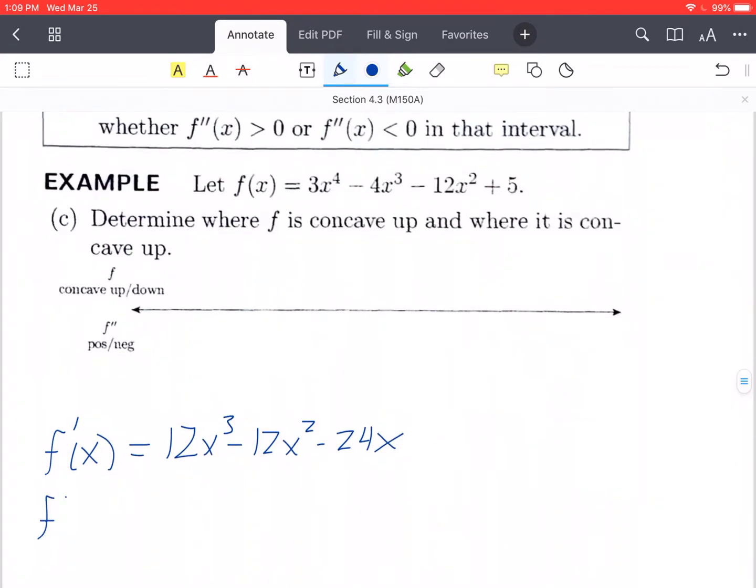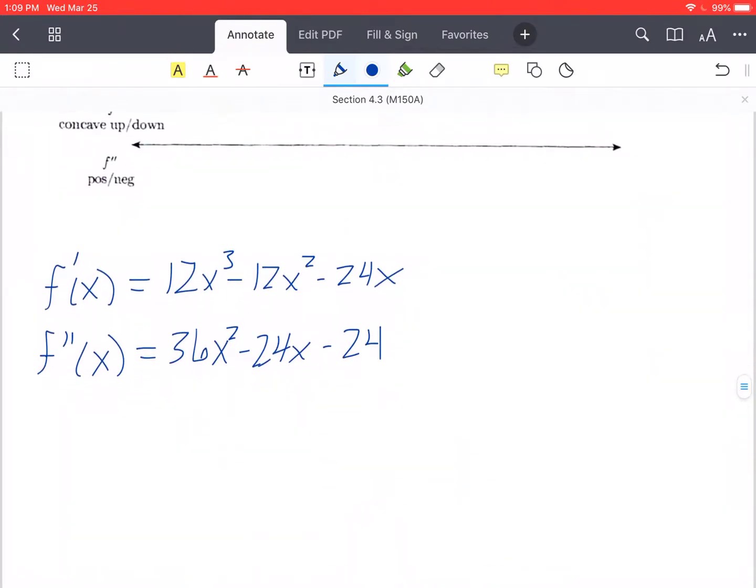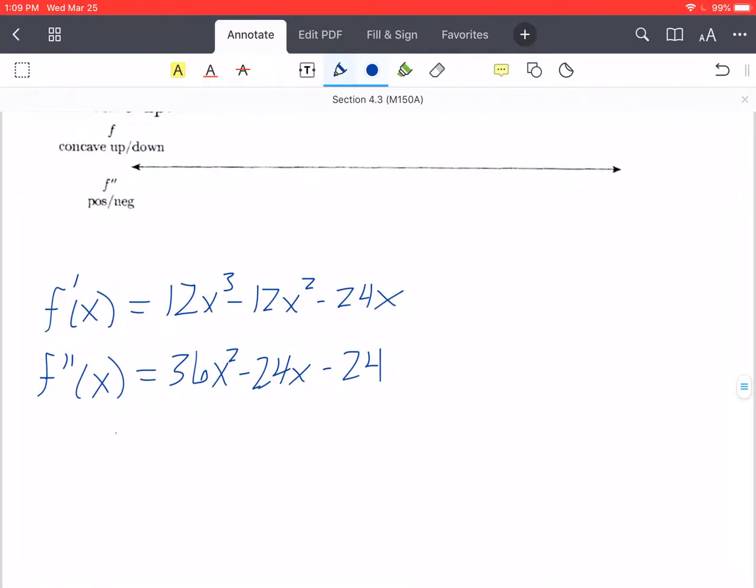And then we'll get f double prime, again using the power rule. That's going to be 36x squared minus 24x minus 24. And then we need to see if we can factor this. So you can pull a 12 out of everything. Leaves us with 3x squared minus 2x minus 2. And this, unfortunately, is not very factorable.